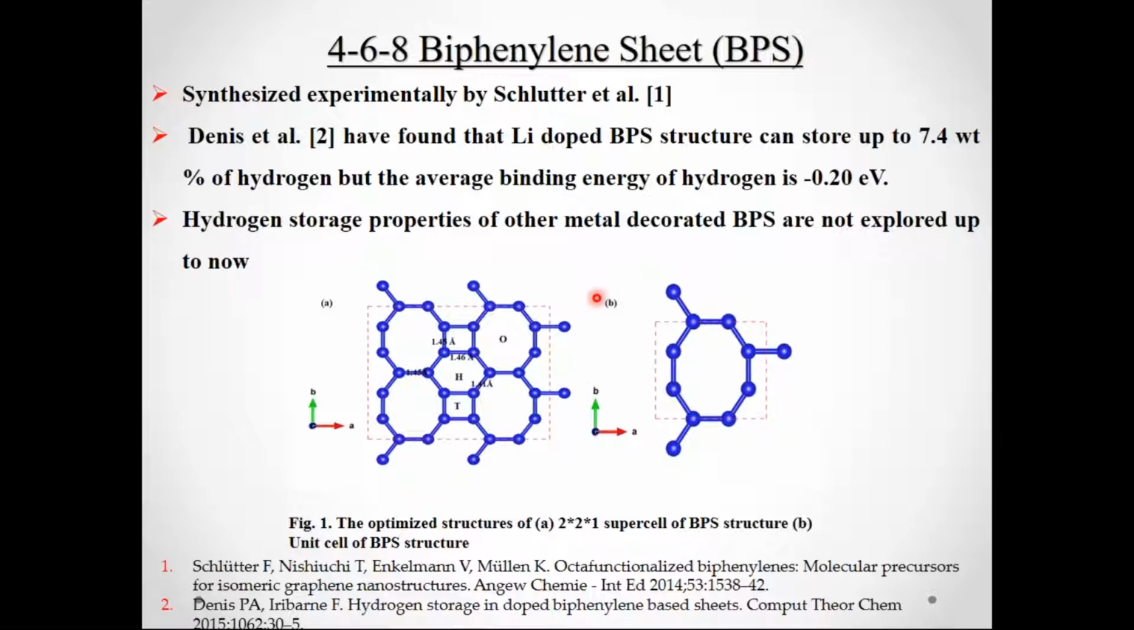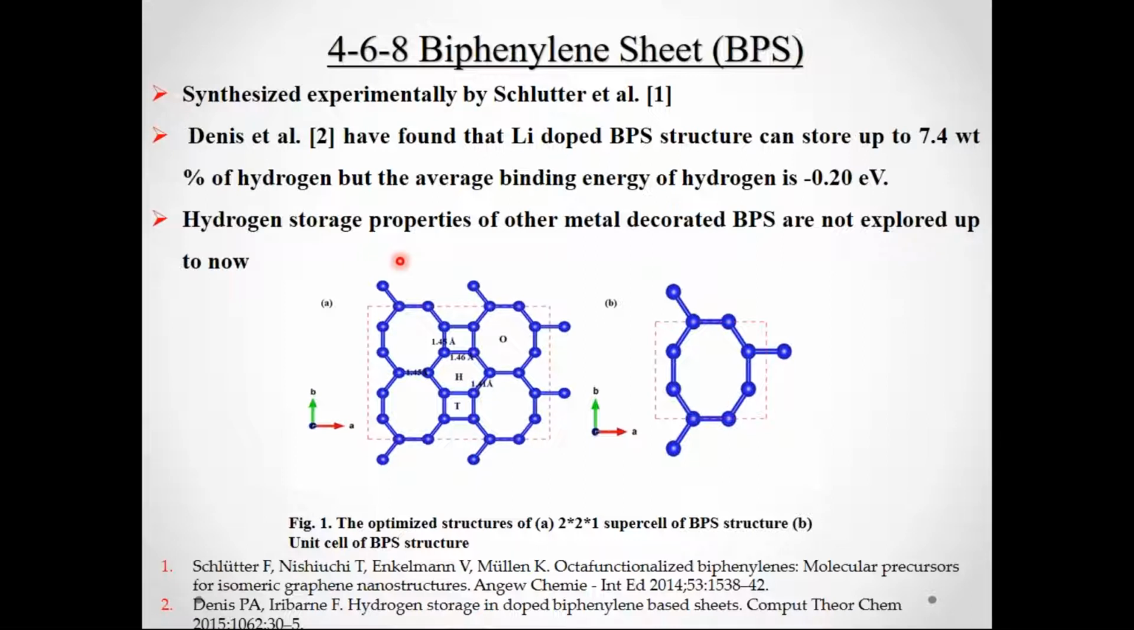So here we have used this 468 biphenylene sheet for hydrogen storing purposes. This structure has also been experimentally synthesized, and Dennis and their co-workers have studied this structure after decorating the lithium atom for hydrogen storing purposes. But the binding energy of the hydrogen is found to be 0.20 electron volt only, which will correspond to a desorption temperature less than room temperature. So hydrogen molecules can come out even at room temperature. Therefore, the system might not be suitable for practical application.